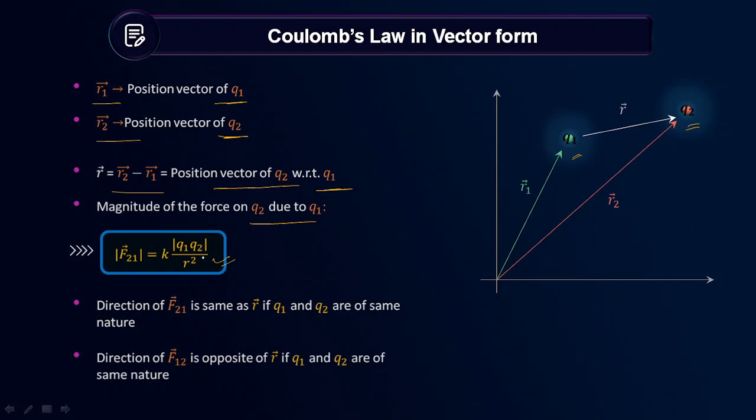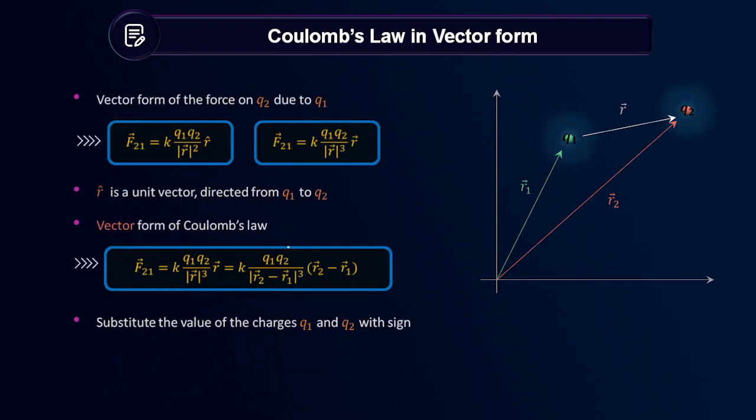Direction: we know that the direction of F12 is the same as r if q1 and q2 are both of the same nature. Suppose both are positive, then the force will be repulsive, so the direction of force and the direction of the r vector will be the same. And if both have opposite signs, suppose this was negative, then the direction of force will be opposite to the r vector, right? So the direction of force on 1 due to 2 is opposite of r if q1 and q2 are of the same nature, right?